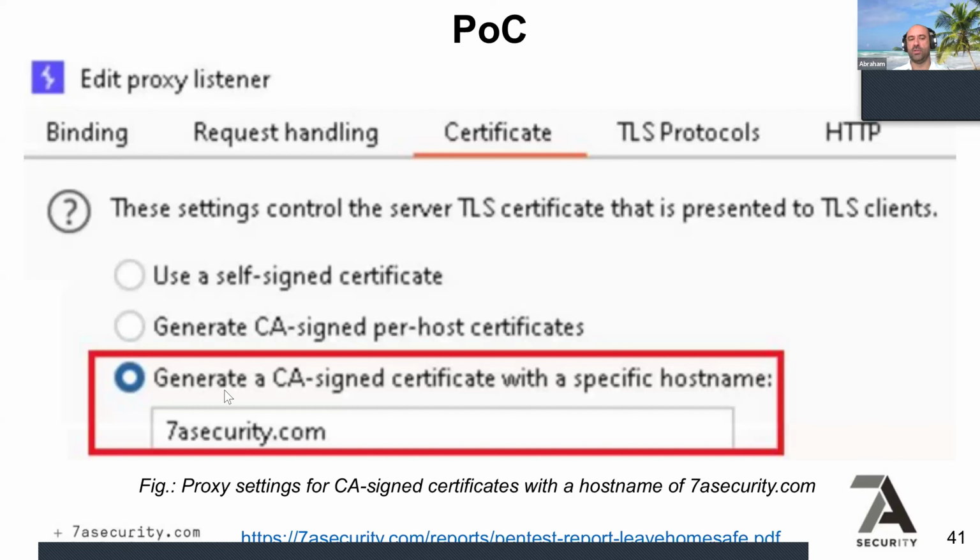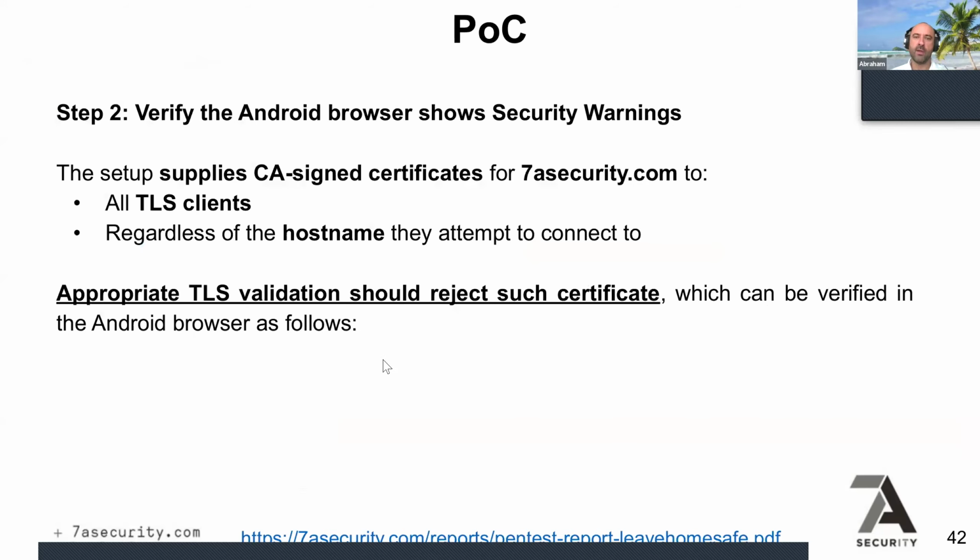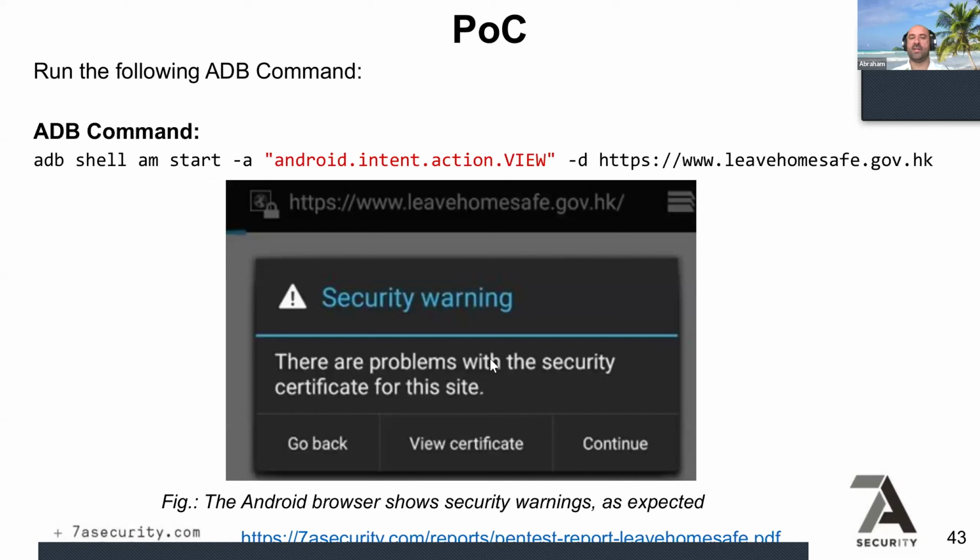So the way you would configure it in Burp is you go to the certificate tab, and then you go to generate CA certificate, sign with a specific host name. So in this case, we're using 7security.com, but it could be attacker.com or whatever.com. This doesn't really matter. What matters is it's some domain signed by the certification authority, right? And then this should be rejected.